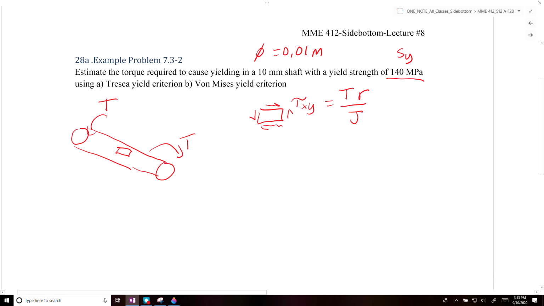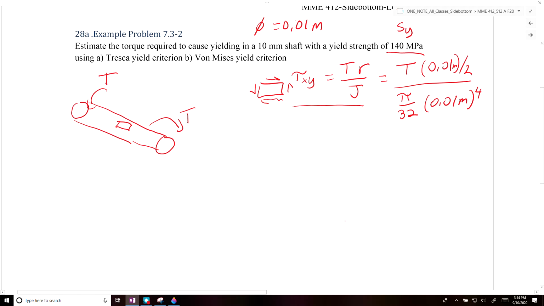So that's going to be the equation that we'll use to figure out what the shear stress would be equal to, and then we can use TR over J. The torque we don't know. The radius we do know: it's going to be equal to 0.01 meters divided by 2. And the polar moment of inertia for a circular section is equal to pi over 32 times the diameter to the fourth.